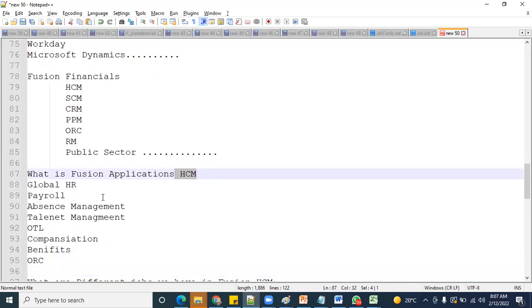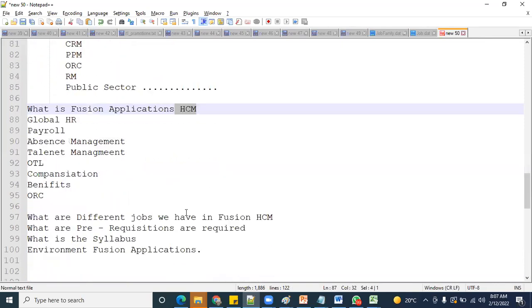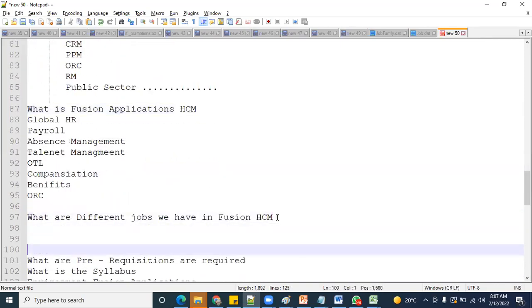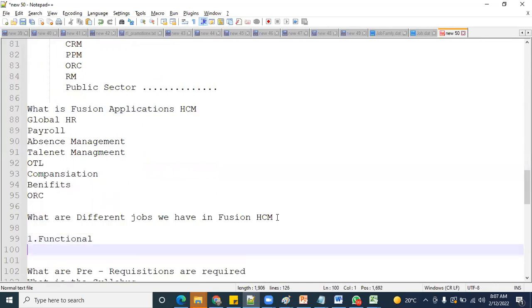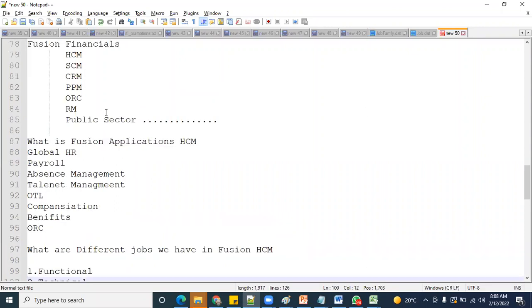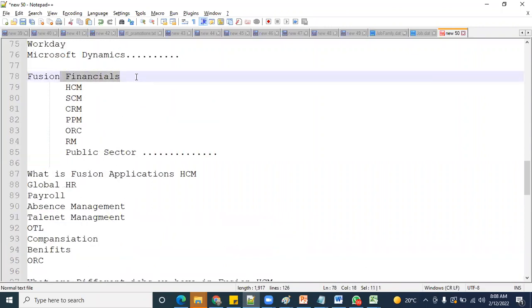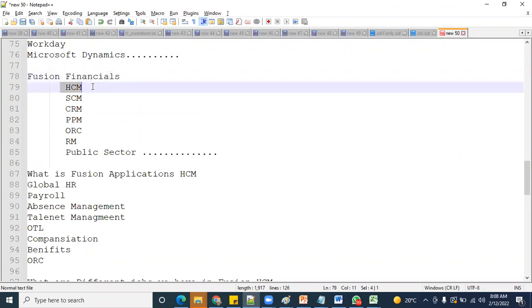In this, if you are applying for jobs, there are two types of jobs in Fusion applications. One is functional, another one is technical. There will be two jobs, functional and technical. You apply for any domain, you go for finance, there will be two: finance functional, finance technical. You go for HCM, HCM technical, HCM functional. This particular course is purely for the human capital management functional consultant.